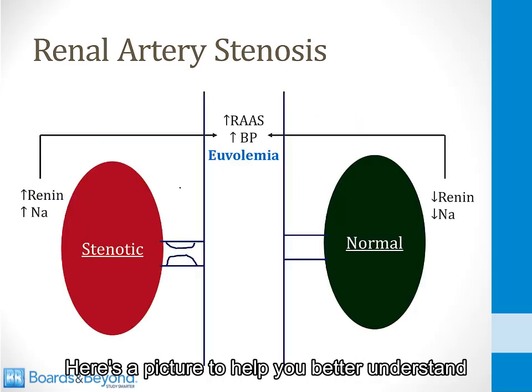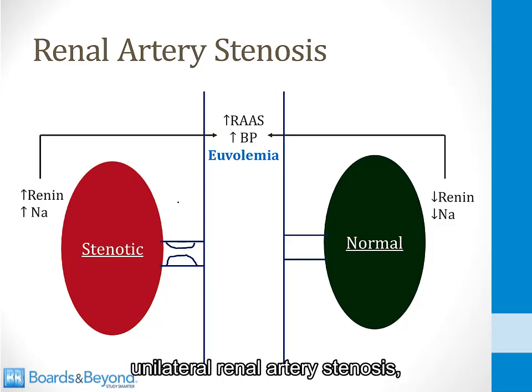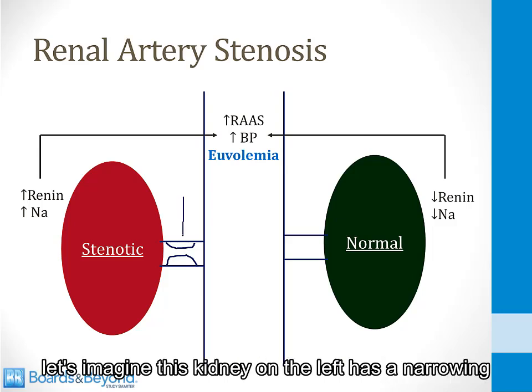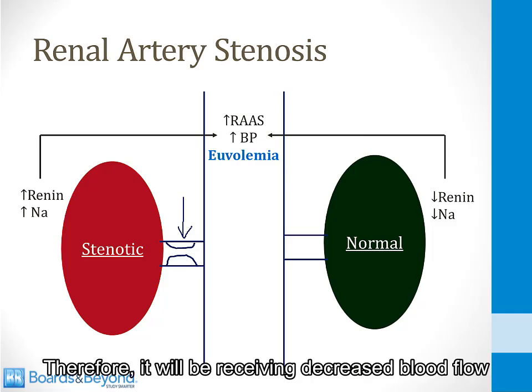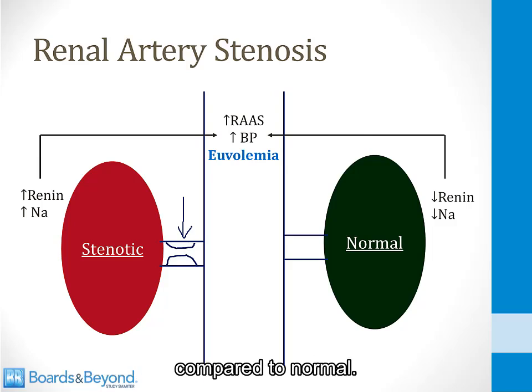Here's a picture to help you better understand unilateral renal artery stenosis. Let's imagine this kidney on the left has a narrowing of the renal artery. Therefore, it will be receiving decreased blood flow compared to normal.